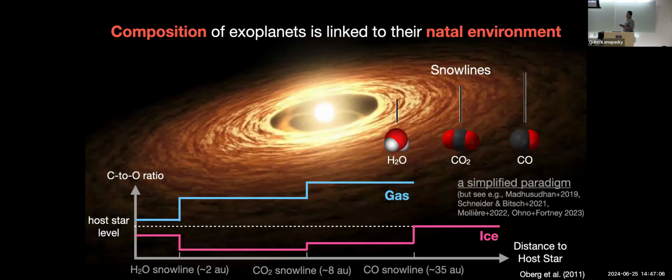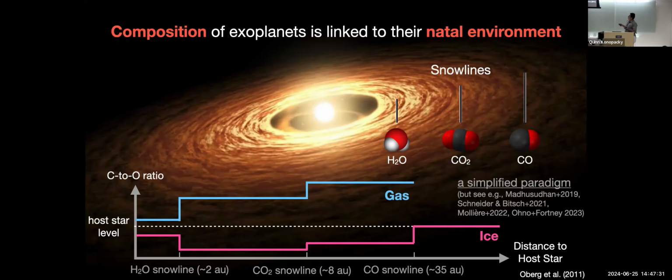So one of the possible ways to understand the formation is composition, and this is a figure from the pioneering work by Öberg back in 2011. We learned that the composition of the disk is a function of the orbital distance. Gas and ice can have very different compositions in terms of carbon-to-oxygen ratio. There are also jumps across the snow lines of different molecules.